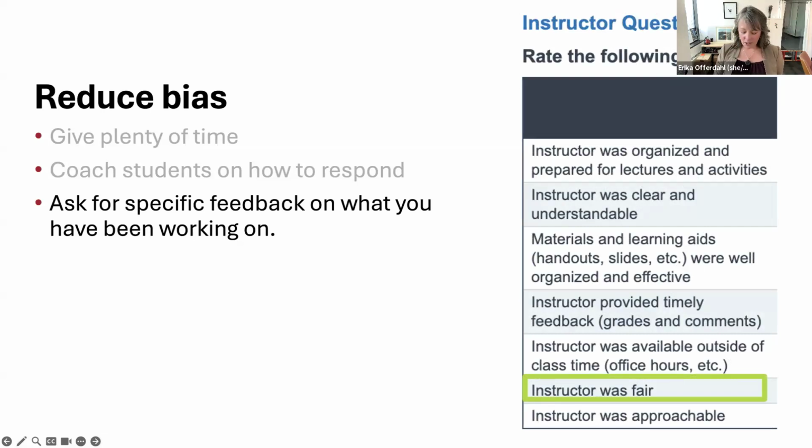I will say something along the lines of, for fair, what this means to me is that I clearly communicated to you how your grade was going to be earned in this class, and I applied those criteria consistently. That's a much different and more concrete thing that a student can evaluate me on, because they can tell me, you know, I didn't know how you were going to assign grades on that final project. That was really obtuse.